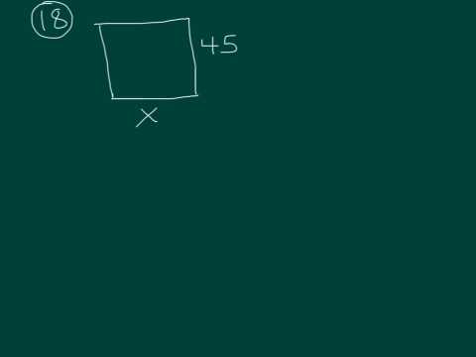On number 18, I want to find the values of x so that the perimeter of the rectangle is no greater than 130 centimeters. So we know that this is a rectangle, and perimeter is found just by adding all the sides. Since it's a rectangle, opposite sides are equal, so that makes these two sides x and 45. So we're just going to add all the sides together, and we don't want those to be greater than 130, which means they have to be less than. They could be equal also.